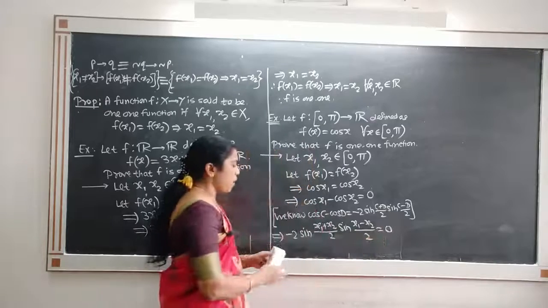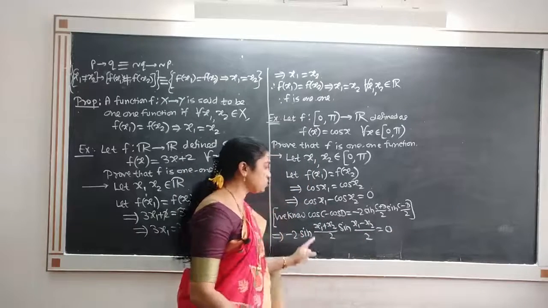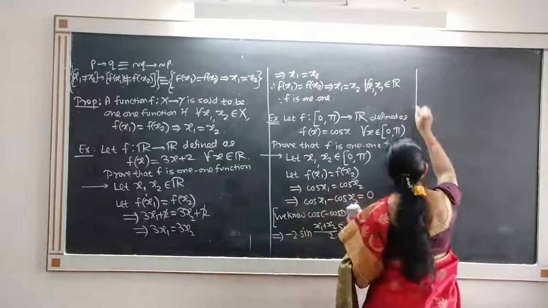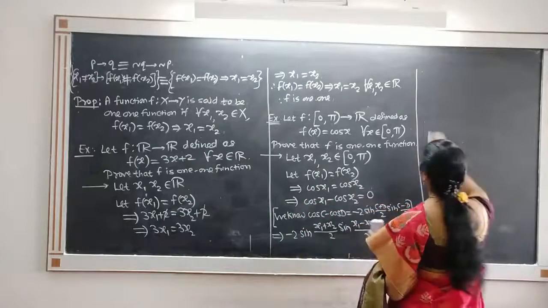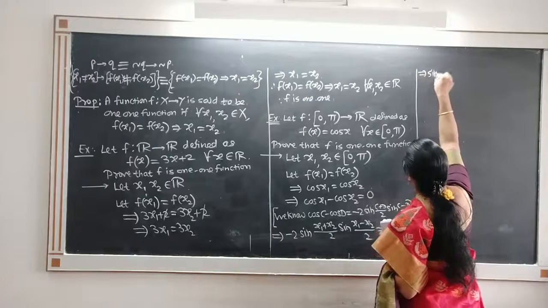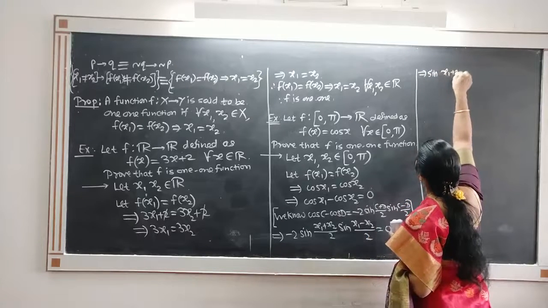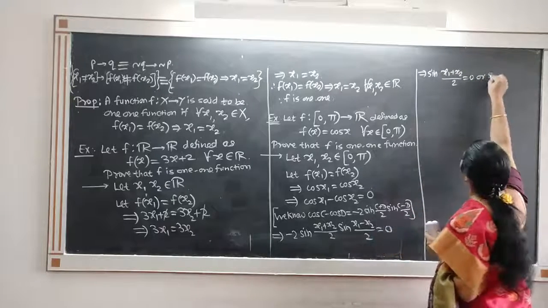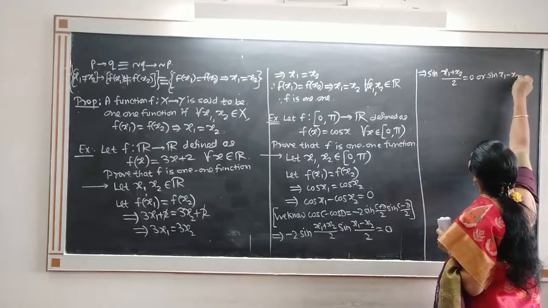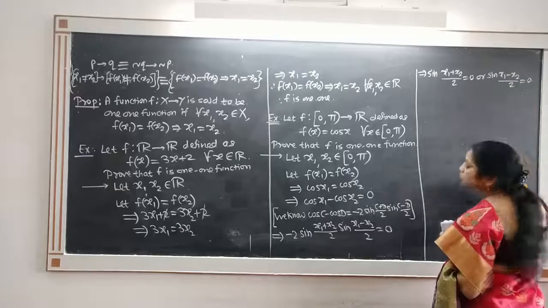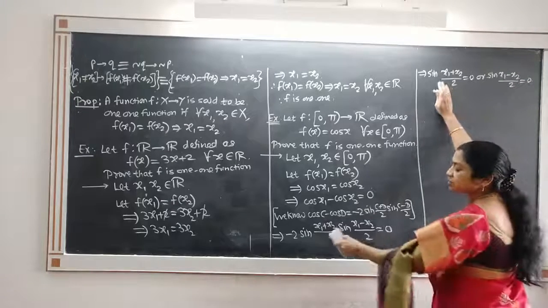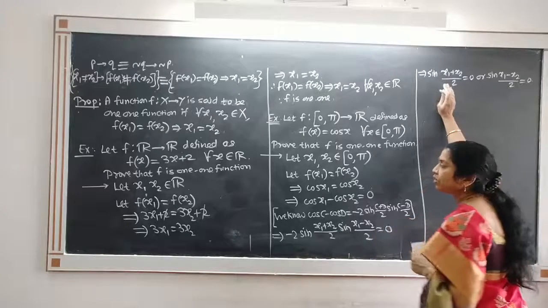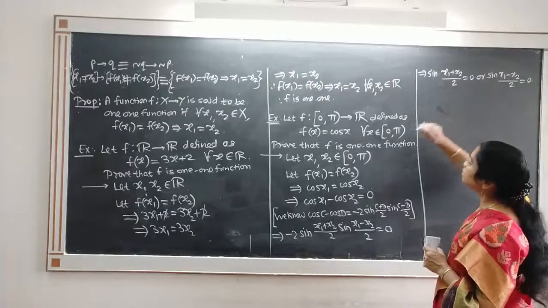But minus 2 is not equal to 0. So, the product is 0. The product is 0 means either the first term is 0 or the second term is 0. So, this implies either sine of (x1 plus x2) by 2 is equal to 0 or sine of (x1 minus x2) by 2 is equal to 0. Either the first term is 0 or the second is 0, because we want the product to be 0 and minus 2 is not equal to 0. So, either this is 0 or this is 0.